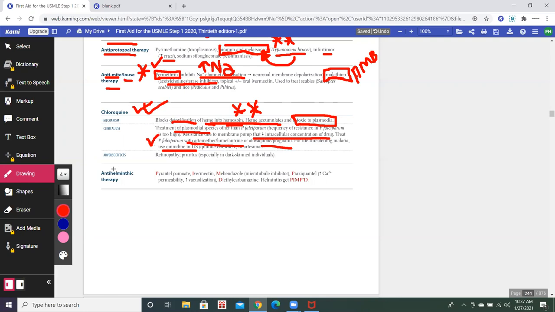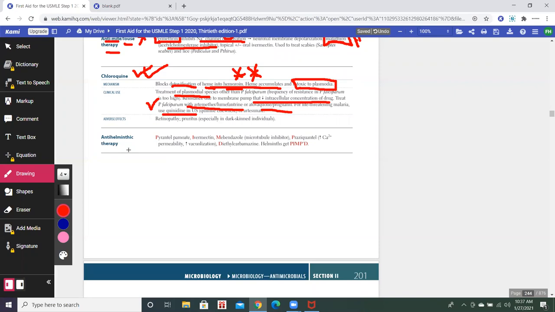Next one is anti-helminth. Anti-helminths are treated with pyrantel pamoate, ivermectin, mebendazole. Mebendazole is a microtubular inhibitor. Okay, there is a question on this. What is the mechanism of action of bendazoles? Bendazoles are microtubular inhibitors, so they prevent replication by preventing spindle formation, cytokinesis, and all that process.